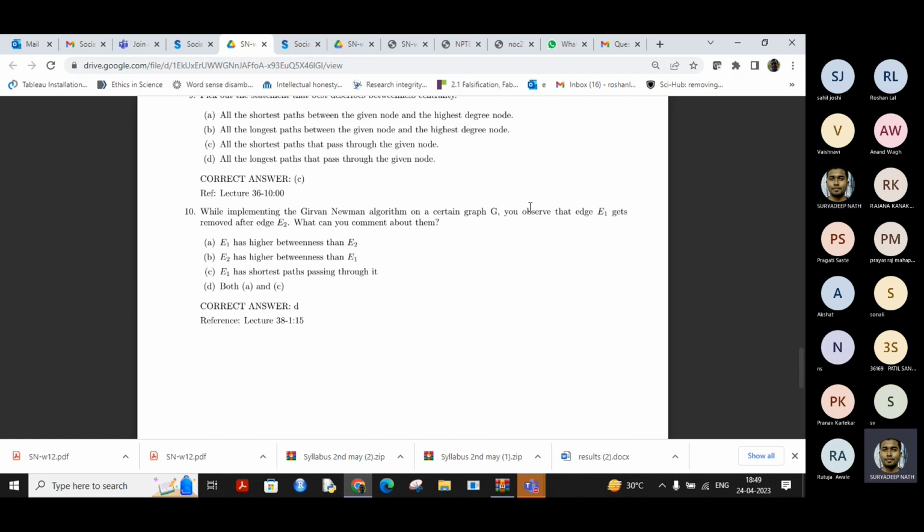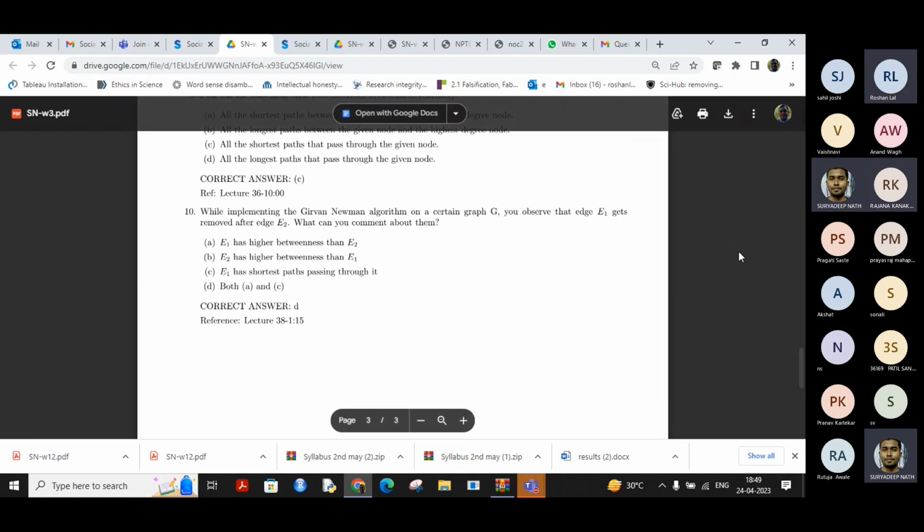Descending order, sir. Yeah, so if it is removed in descending order and if E1 is removed after E2, what does this mean? That E2 has higher betweenness? Yes, sir, you're right. That is the answer given by the accepted answer, sir. When the scoring was released, they gave the accepted answer as you said, sir: E2 has a higher betweenness than E1. Yes, sir, this answer key is wrong. Yeah, so I think that settles the matter. Okay, yeah, sir. Okay, thank you.